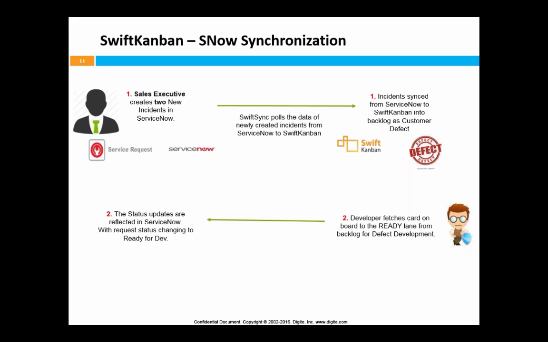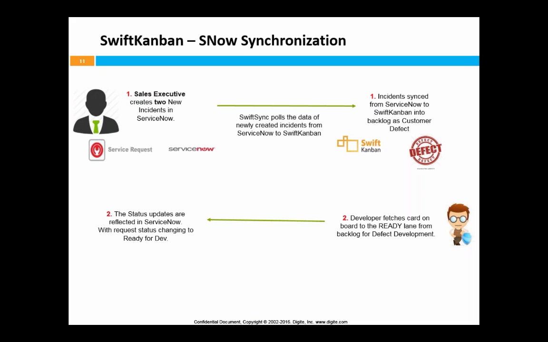The developer gets instant knowledge that new customer defects are logged into ServiceNow and we need to work on them. As soon as the developer starts working on those defects, they change the status, they provide some comments, they add some attachments. They are doing several updates on a particular card in SwiftKanban. Whatever state changes or queue or lane changes the developer is doing in SwiftKanban get readily reflected into ServiceNow. Inside ServiceNow, we can see all the changes that are being done by the developer in SwiftKanban.